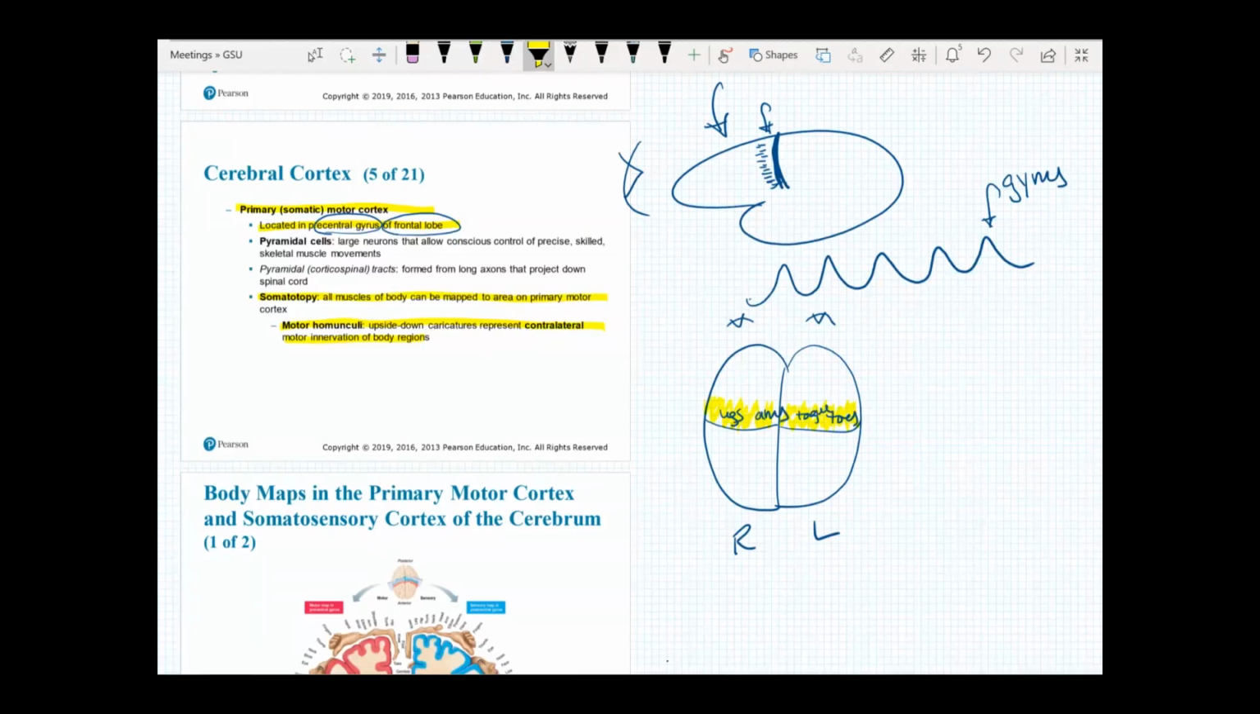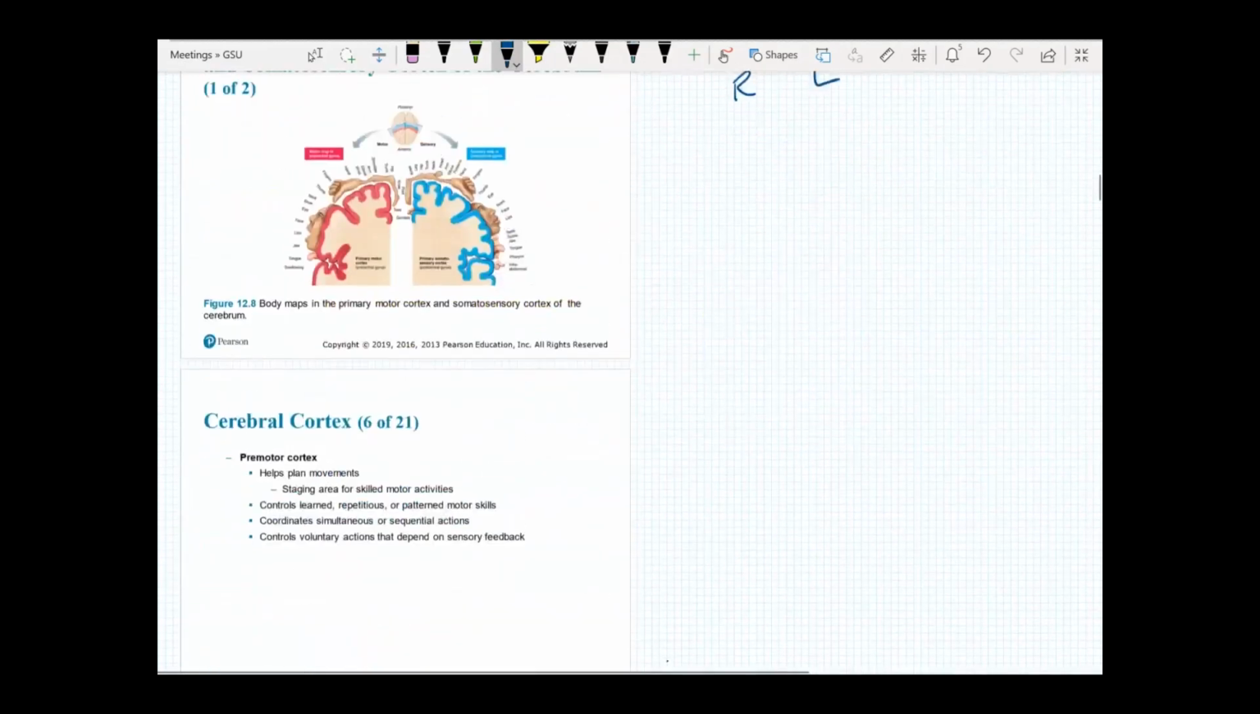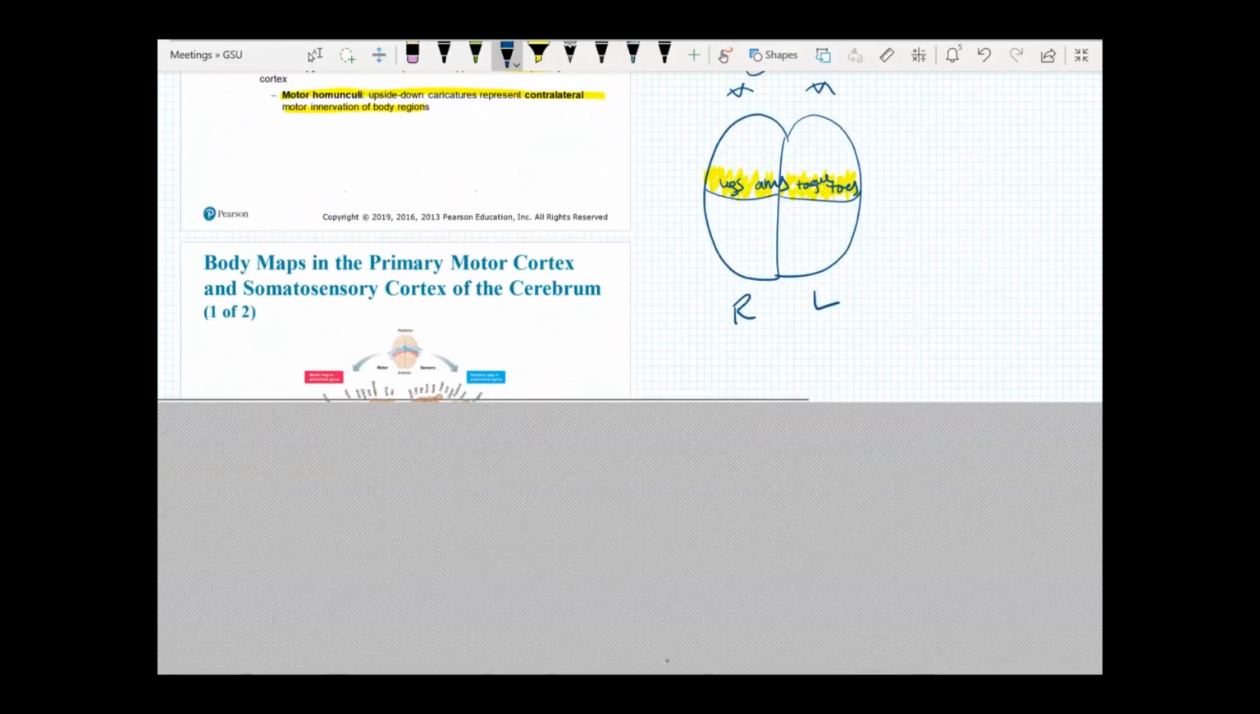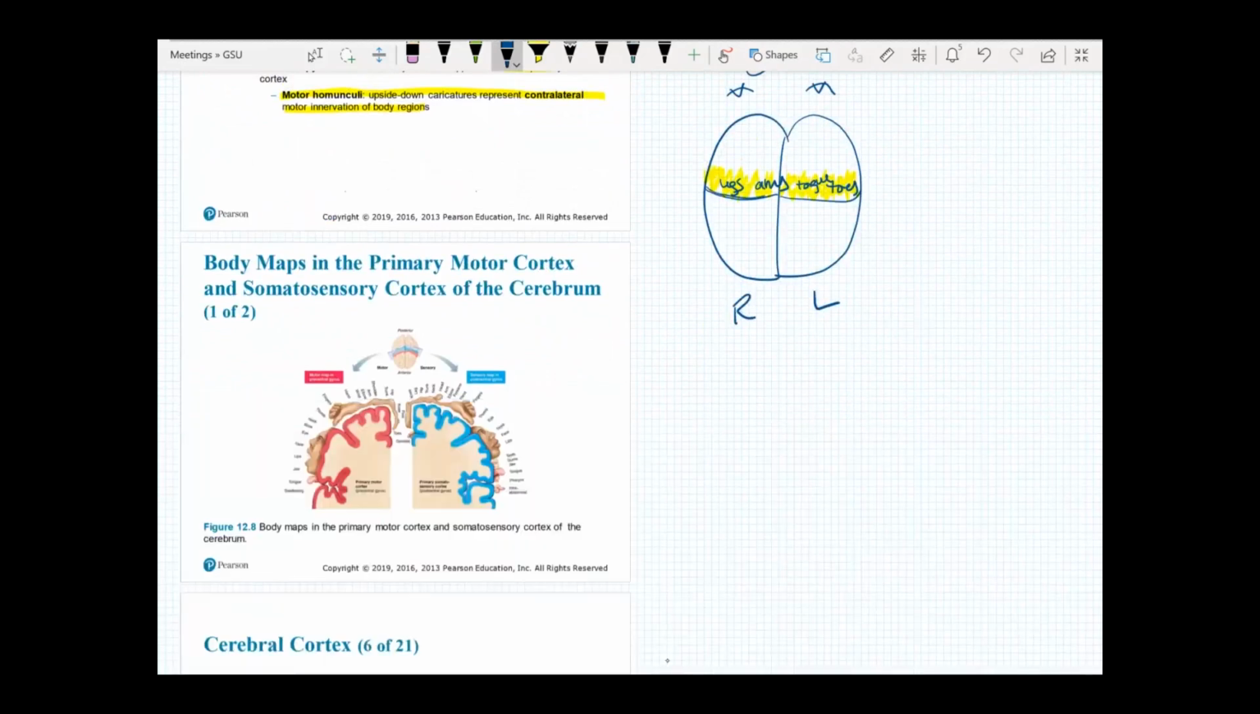It's a cartoon caricature, and it shows the contralateral side, the opposite side of the body that is responsible for innervating that movement. Again, here's my eyeball, so I'm looking straight ahead. Here's my central sulcus. Here's my precentral gyrus right here, so you can see this right here. He's the blue.